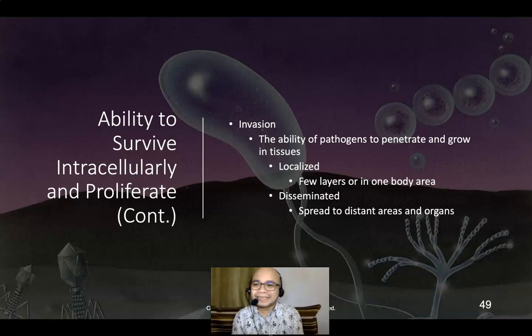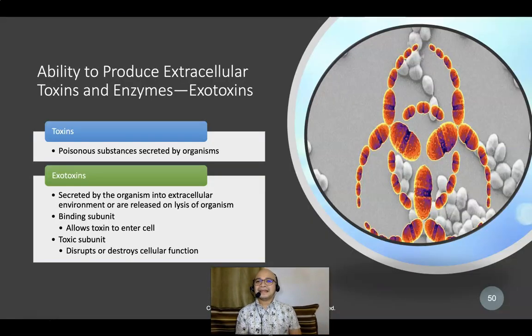Once they have invaded our body, some of them have the ability to penetrate and grow in the tissue by means of localized infection. They may colonize a few layers or one area of the body, and then they may cause disseminated infection. This one is much more difficult to manage, because when we say disseminated, it means that it has already spread to distant areas and organs. Some of them also have the ability to produce toxins and enzymes.